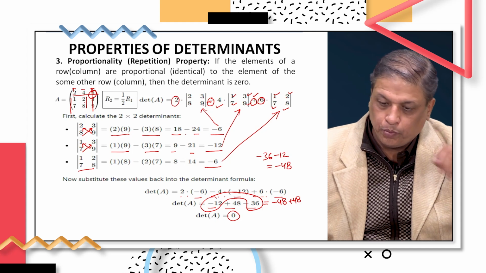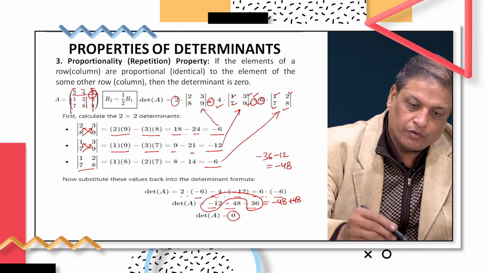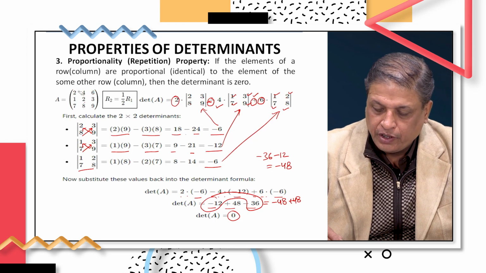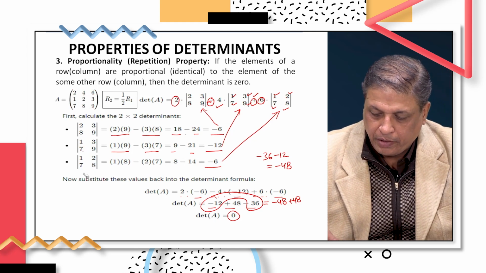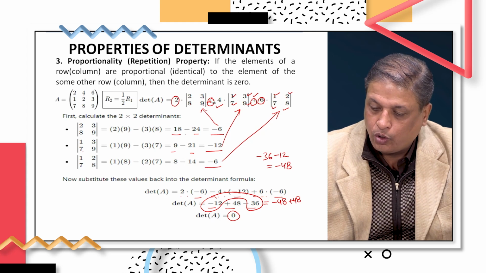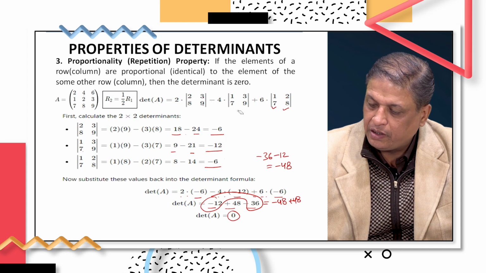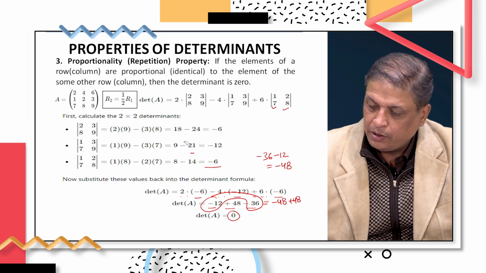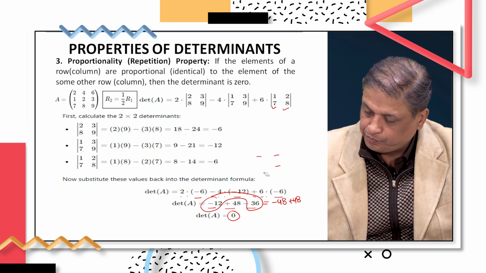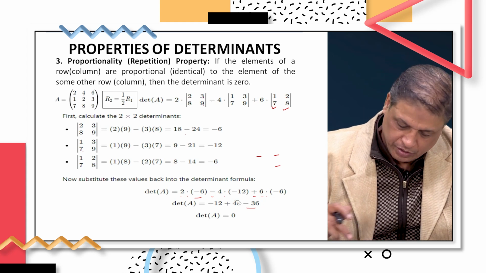So I hope you understood this: if the values of a determinant or matrix are proportional, that means over here R2 is equal to 1 by 2 of R1, then the entire value of the determinant is nothing but 0. So this is the proportionality property, and let's move to the next property.